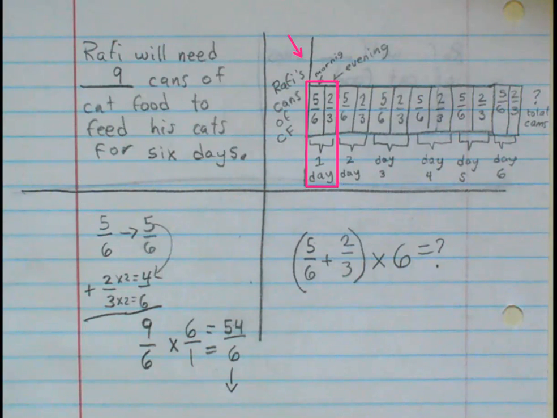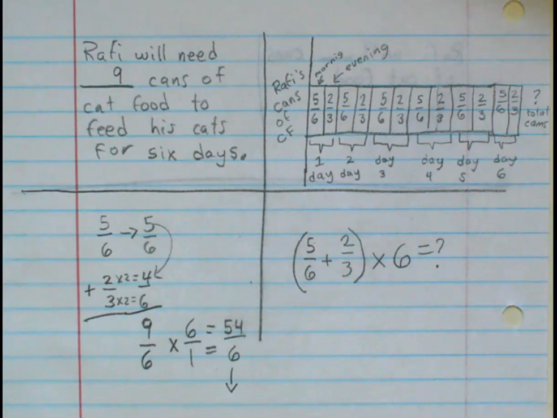Now what I knew is that Rafi was feeding his cat over 6 days, so I took that 1 day of cat food, that's right here, and I just went ahead and did that 6 different times. So I took the first day of cat food, which is 5/6 in the morning and 2/3 in the evening, and I did that for day 2, day 3, day 4, day 5, and day 6. So I should have about 6 5/6 and 2/3 6 times as well too. For a question mark, total cans at the end.